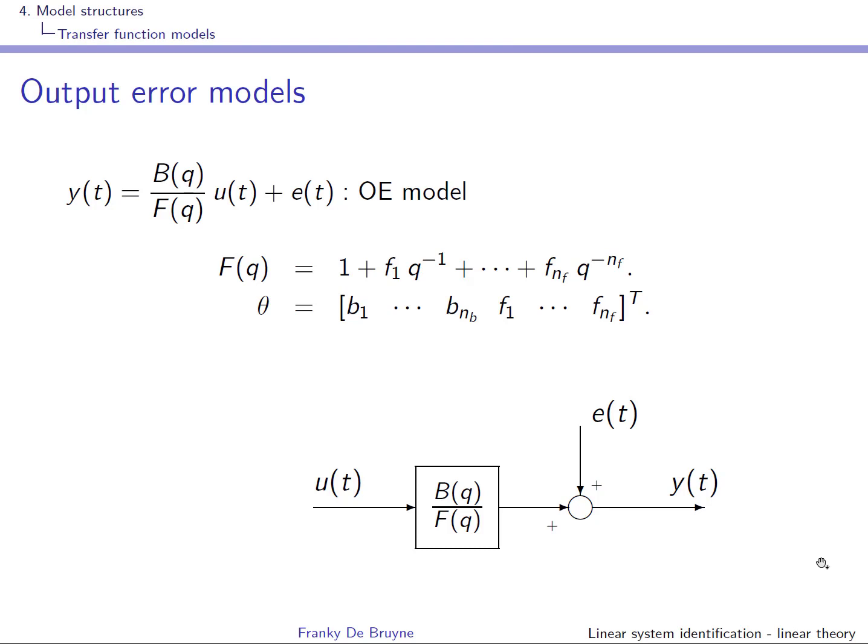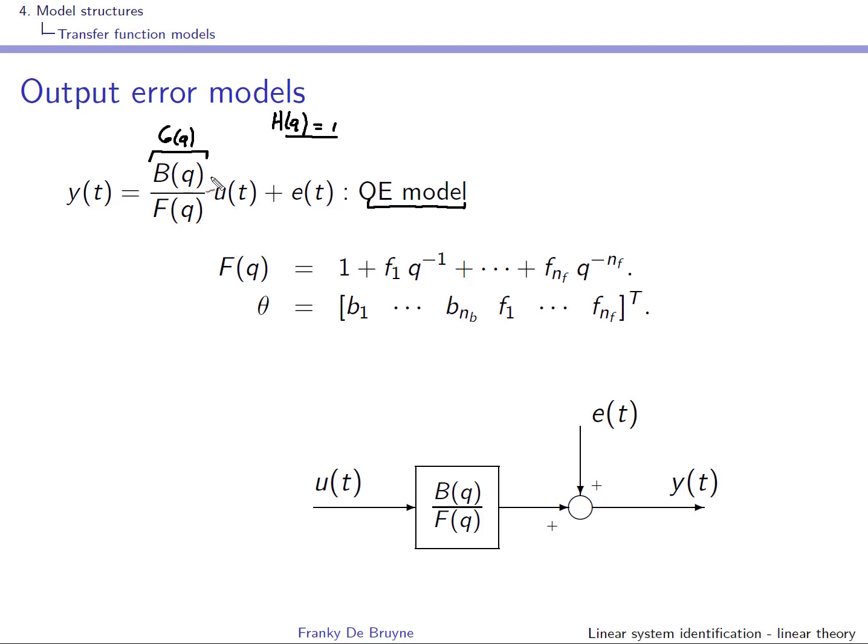Well, the first such model structure is the output error model structure, where this is the input-output transfer function G(q), and H(q) is simply equal to 1. Okay, this is why we call this an output error model structure, because the error, the white noise sequence, is added at the output. Okay, so the B polynomial is exactly as previously.